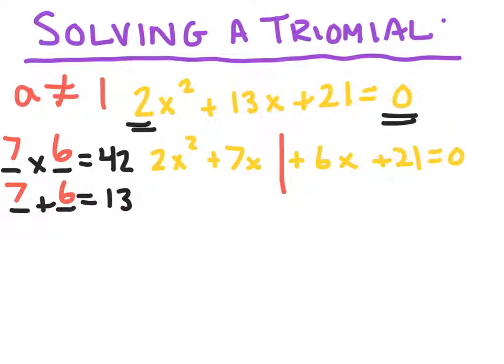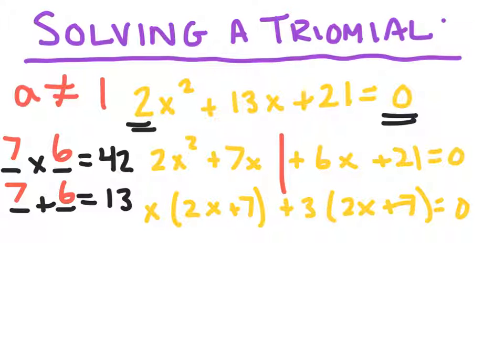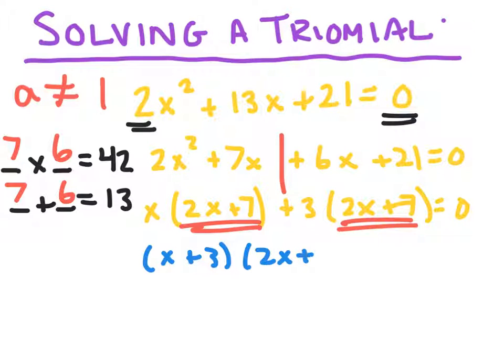I'm going to pull out, looks like only an x, to get 2x plus 7. Over here it looks like a 3 will come out, leaving me with a 2x plus 7 equaling 0. And again, this is so critical that these are the same. And so our final factored form would be x plus 3 and 2x plus 7 equals 0.